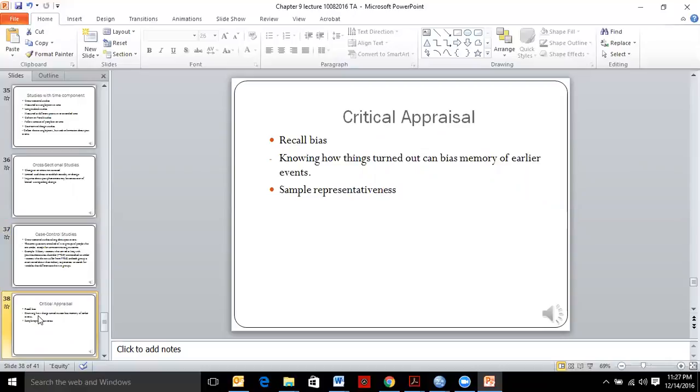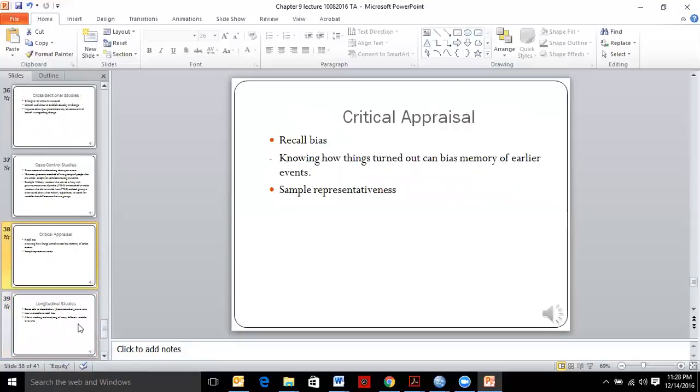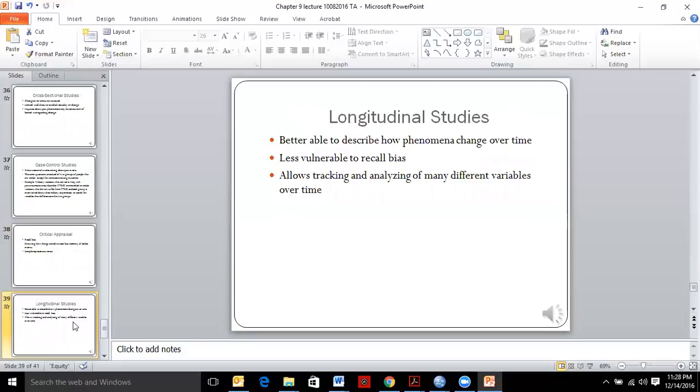For case-control studies, there are some biases that might come up. One of them is recall bias. Knowing how things turned out can bias memory of earlier events. And also this type of study has an issue with sample representativeness.